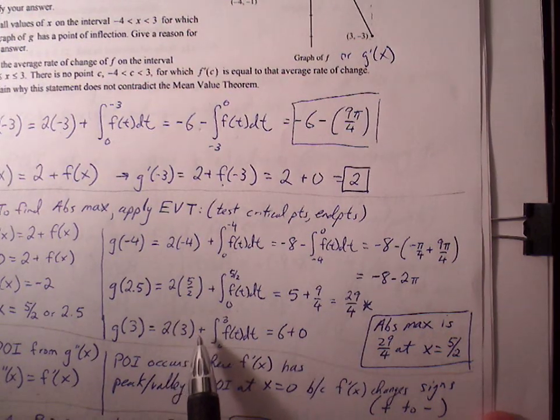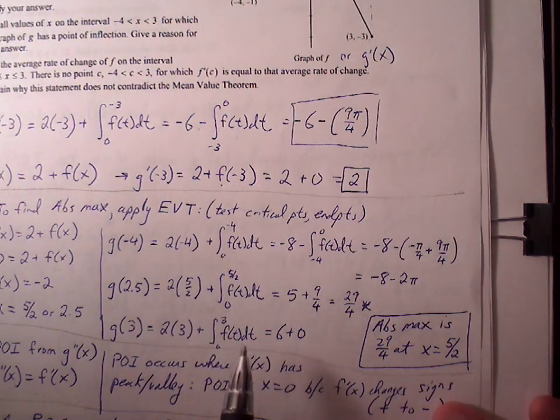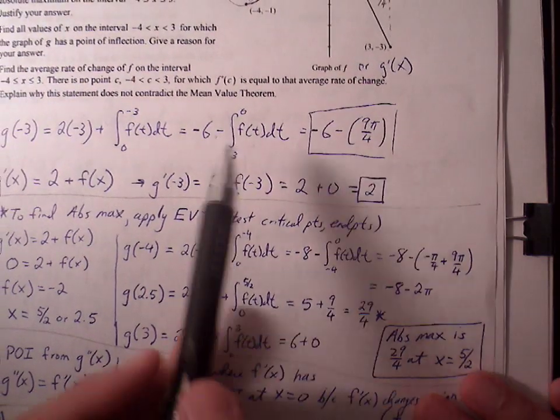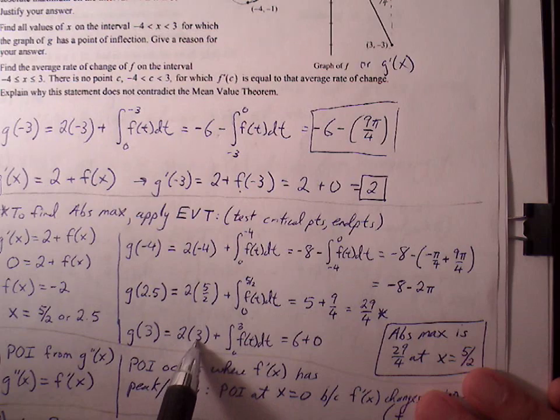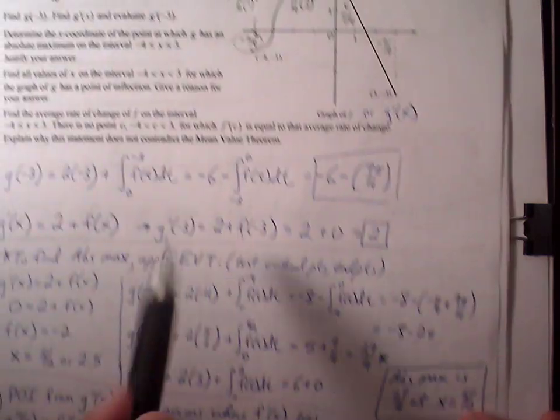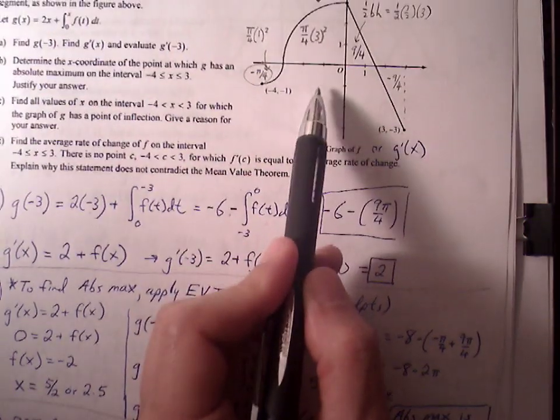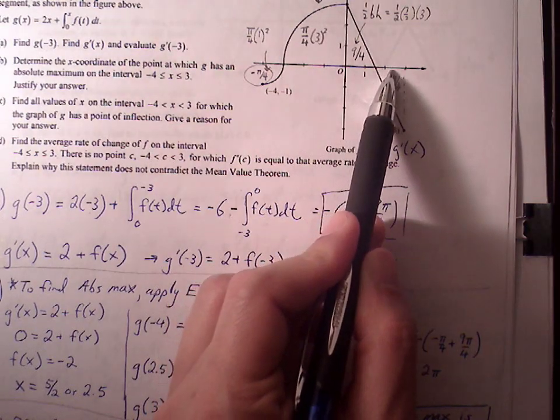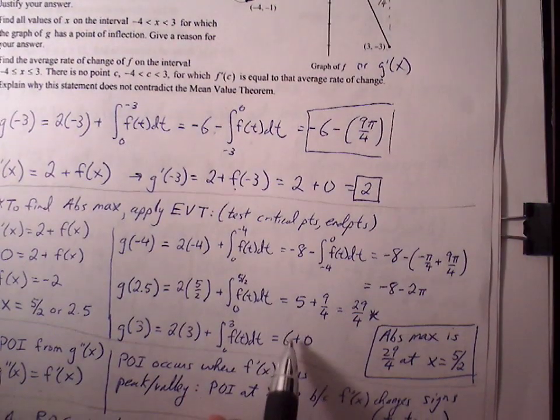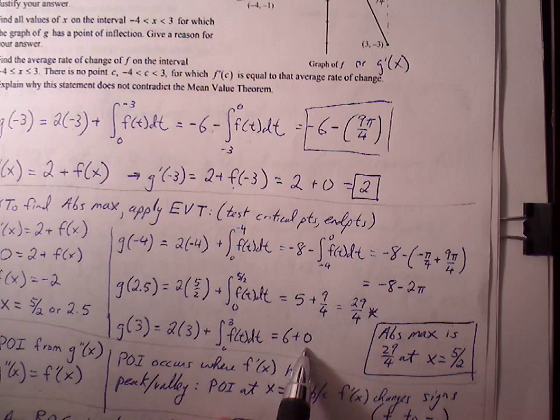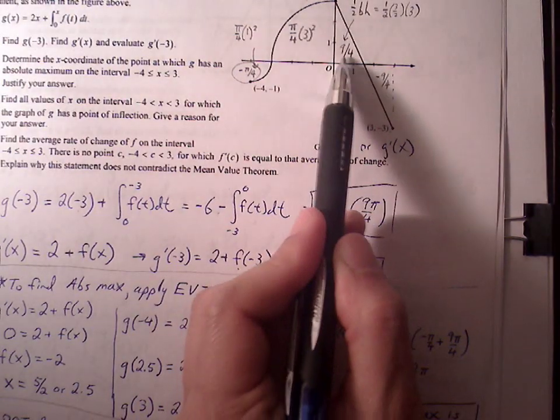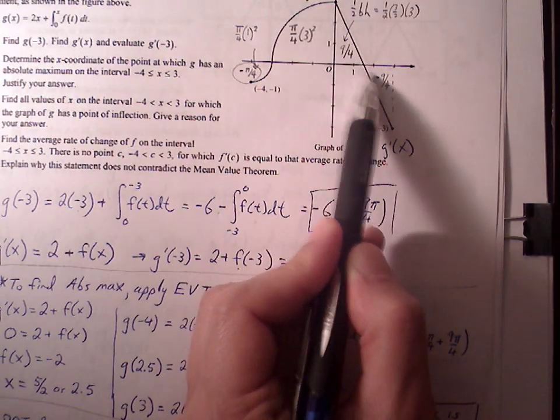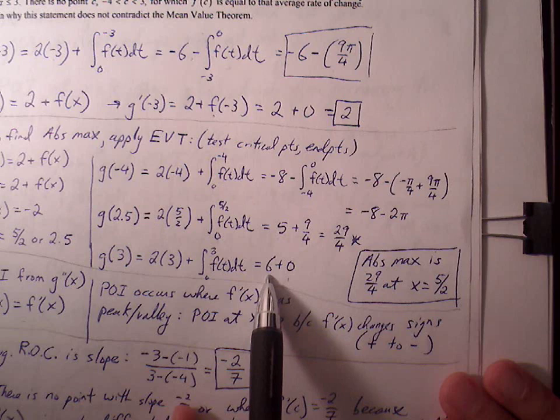For g of 3, we're going to plug 3 in for x in our g of x function, integral from 0 to 3. That's going to give us 0, because this region and this region will just cancel each other out. So we're just left with 6.